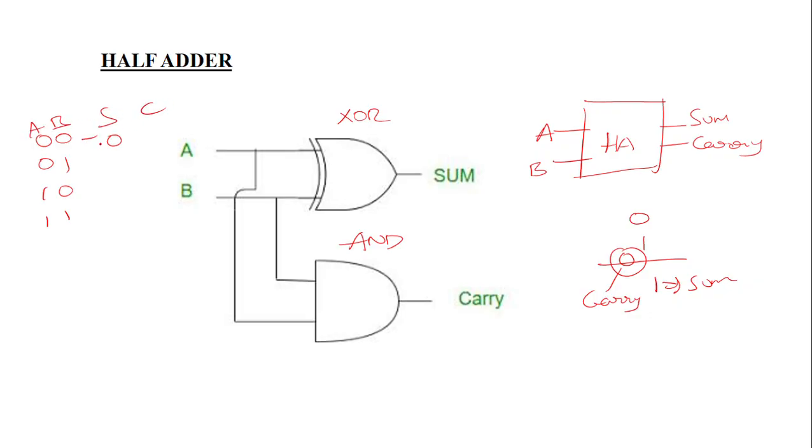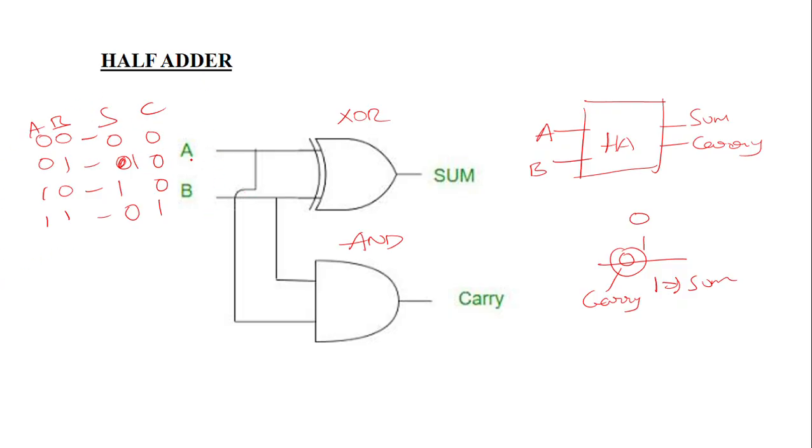For 0 0 the sum is 0 and the carry is 0. For 0 1 the sum is 1 and the carry is 0. For 1 0 the sum is 1 and the carry is 0. And for 1 1 the sum is 0 and the carry is 1. This is the truth table for the half adder.